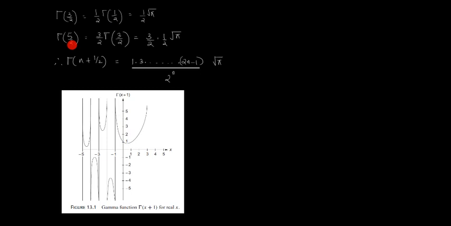Gamma 5 by 2 would be 3 by 2 gamma 3 by 2. You will have 3 by 2 times this value, half root pi. So in this way you can define gamma n plus half like this. So by knowing just one value, knowing one gamma z, it's possible to compute all the other values because gamma function satisfies such a relation.